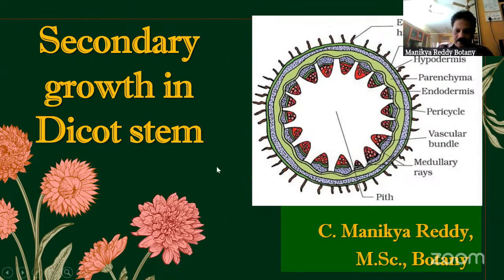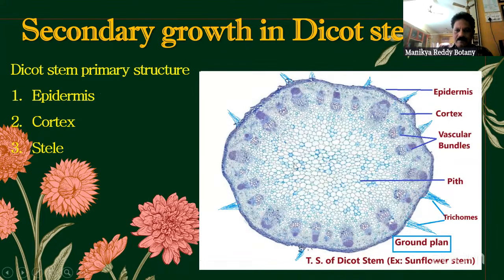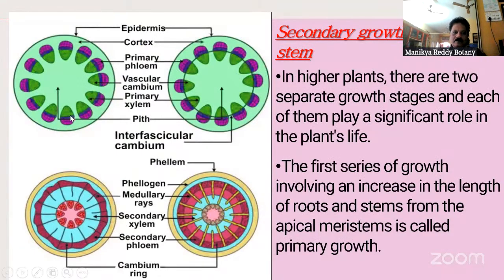So let us go in detail. So this is the primary structure. Already we have discussed epidermis, cortex, stele. And in each vascular bundle you can see conjoint, collateral, and open type of vascular bundles are there. Here in this image you can see a blue color strip.